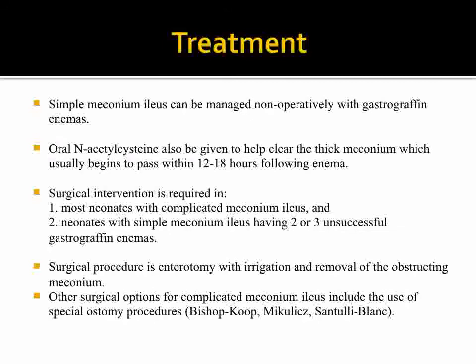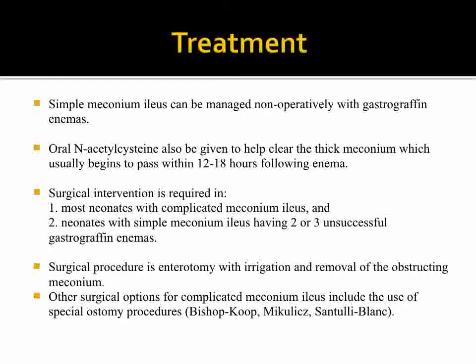Okay, when do we need surgical intervention? Surgical intervention is required, first, in most neonates with complicated meconium ileus. If meconium ileus becomes complicated by volvulus, there is no place for conservative or non-operative treatment. The second is if the neonate with simple meconium ileus has 2 or 3 unsuccessful trials of gastrografin enema or N-acetylcysteine. If these trials are not successful, we will shift to surgical treatment.